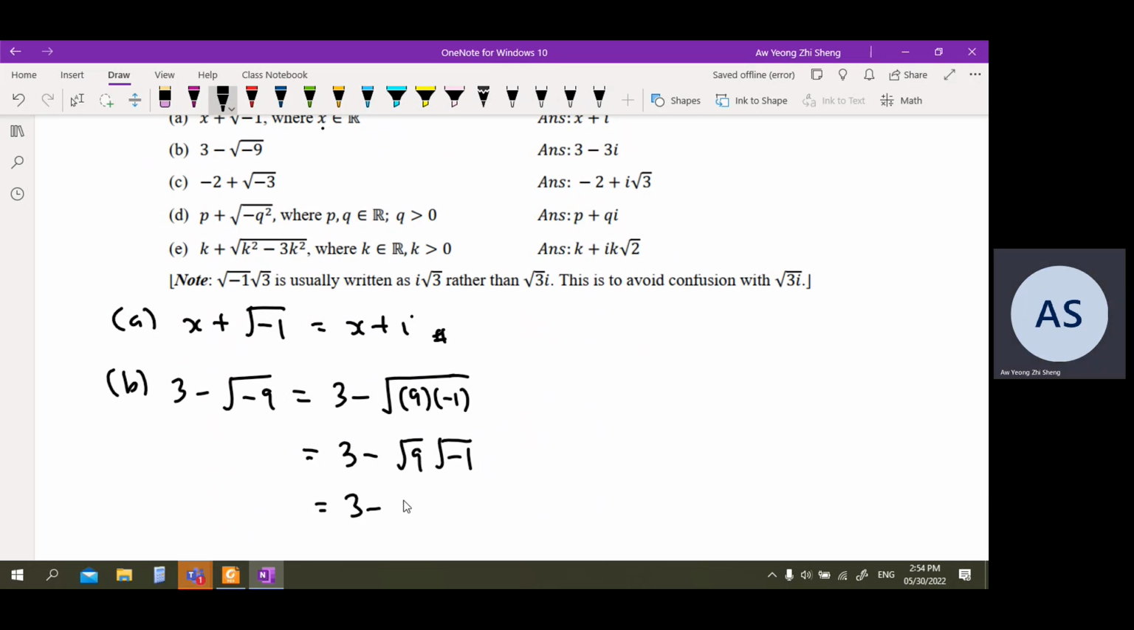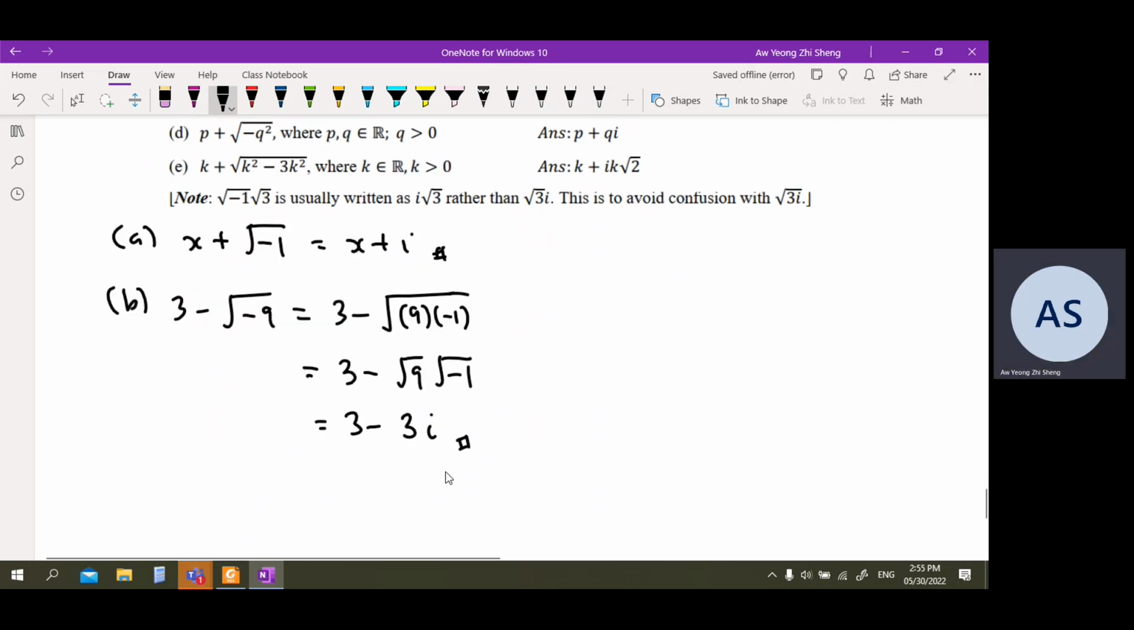Square root of 9 becomes a 3. Surd of -1 by definition becomes an i. And that's the answer. So we already have the form a plus bi, where a is 3 and b is -3.